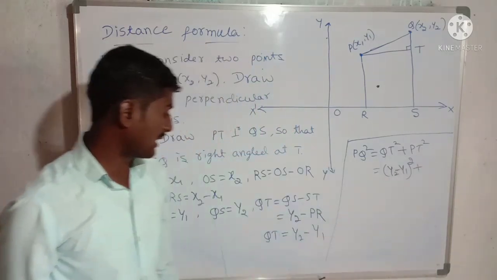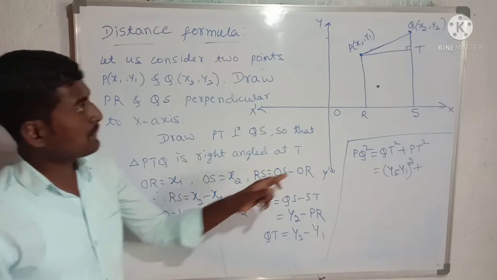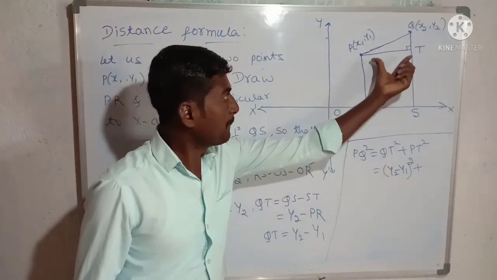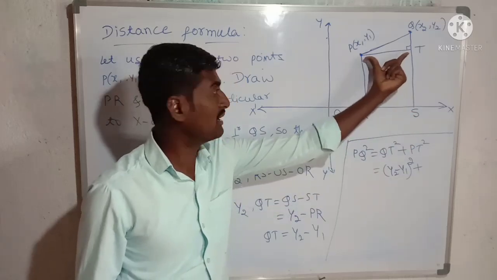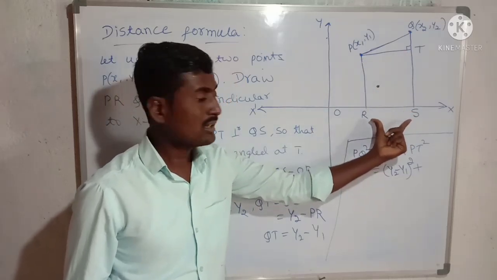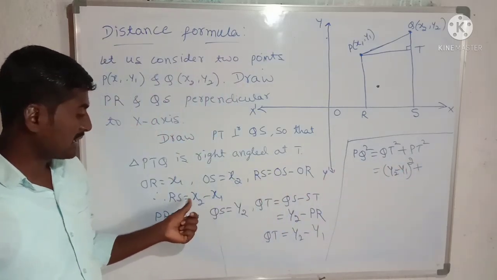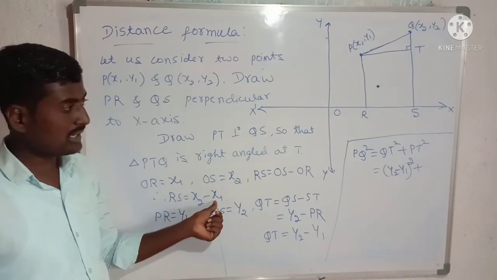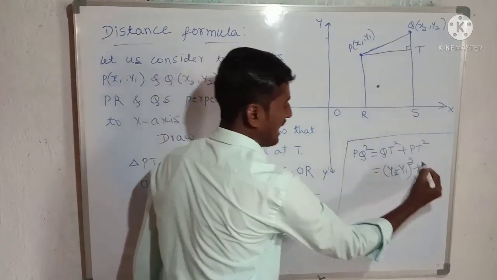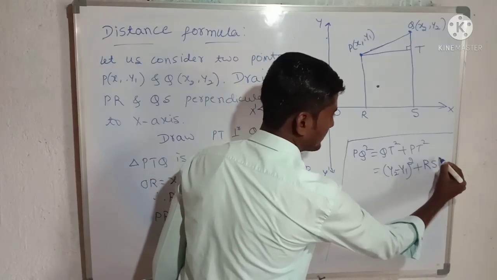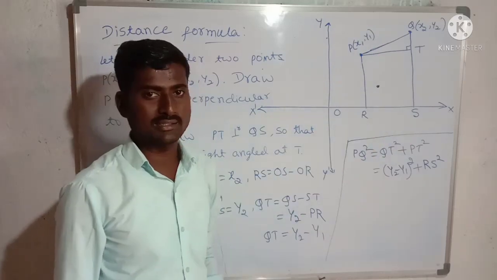Then PT square. So what is the PT value? In place of PT, can I write it as RS? By construction, PT is equal to RS. RS value is x2 minus x1. So plus, in place of PT, I can write RS square, because by construction, PT is equal to RS.